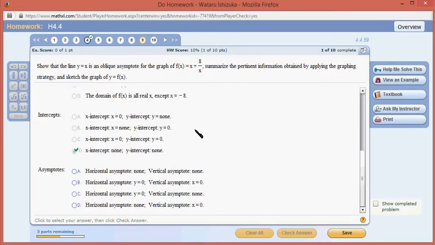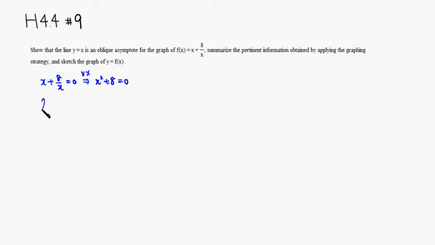So we got that. Now we want to find the horizontal asymptote and the vertical asymptote. For the horizontal asymptote, let's take the limit as x approaches positive infinity of x plus 8 over x. The 8 over x definitely goes to 0, but the x goes to positive infinity. So this is positive infinity.